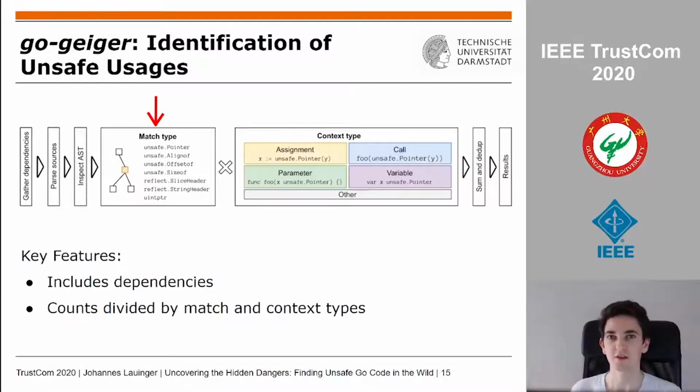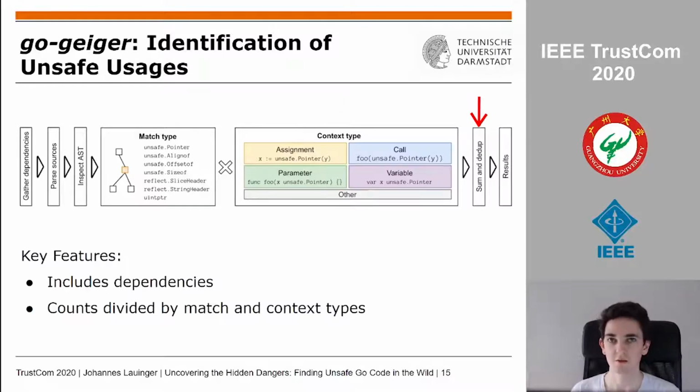The match type indicates which part of the unsafe API, that is one of the 4 members of the unsafe package, but also string and slice headers and the uintptr raw addresses type is used, while the context type describes the syntactic function of the usage. That is whether unsafe is used in an assignment or in a function call or in a declaration of some value. And this is useful to filter the counting to specific types and contexts.